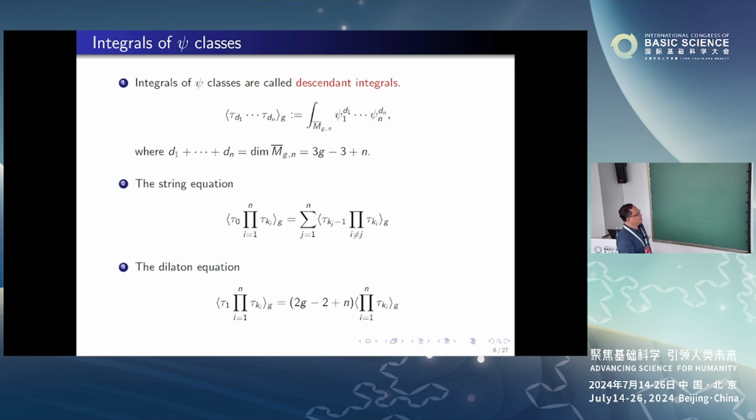You get the integral. And there are some well-known or relatively simpler equations for this integral. The first one, you take d1 equal to 0, and you get this relation. This is the string equation. The dilaton equation is tau 1. You can integrate over the fiber to psi 1, and that's the Chern class with n punctures, so you get 2g minus 2 plus n. And so this can be integrated out. So that's the first one, you get a recursion.